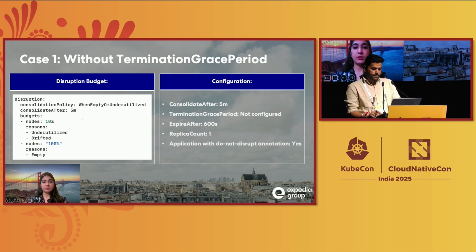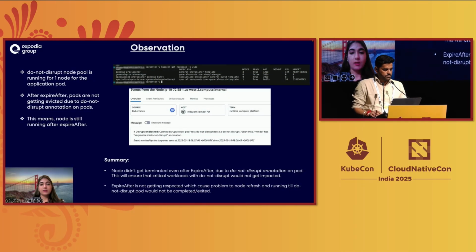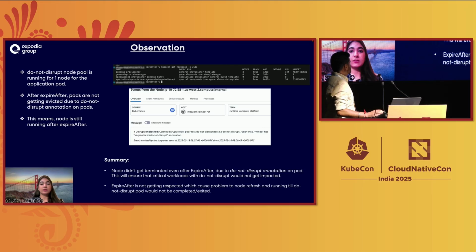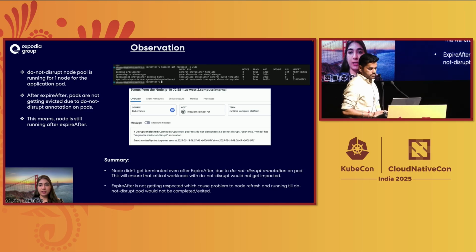In terms of the disruption budget, as you will see on the left side, we allowed Karpenter to consolidate up to 10% of the nodes when they are underutilized or drifted, and 100% of the nodes when they are completely empty. This combination lets us observe how aggressively consolidation occurs without impacting critical workloads. So in this first test case, we observed that we had a dedicated node pool running a single node specifically for this application pod.